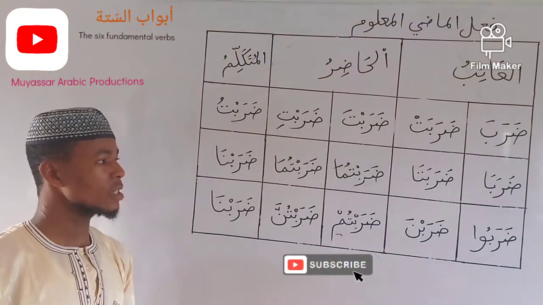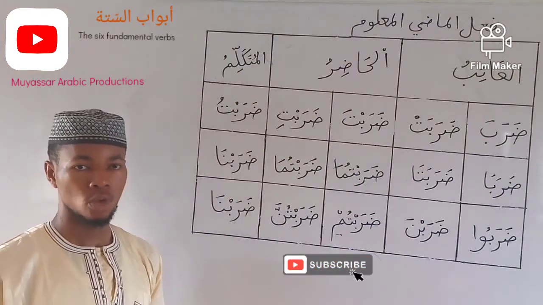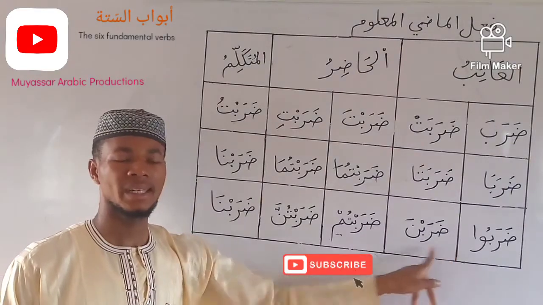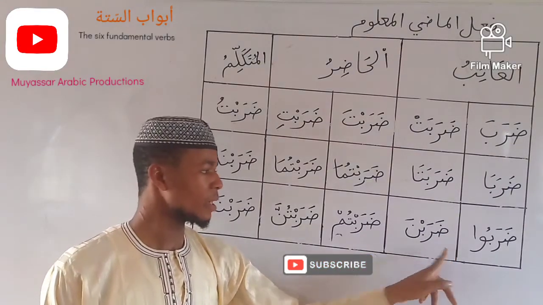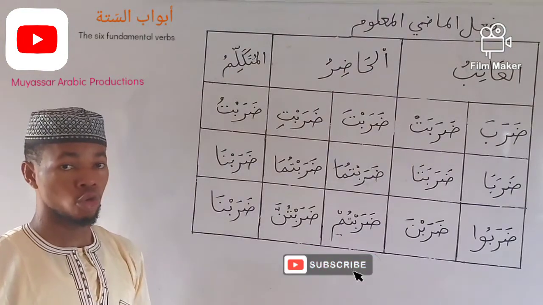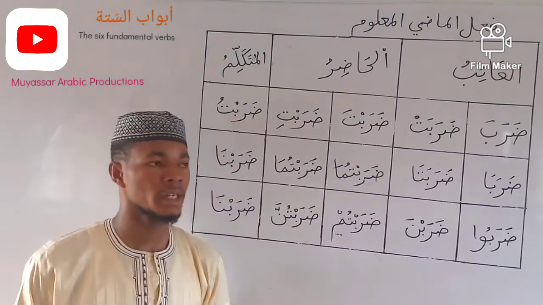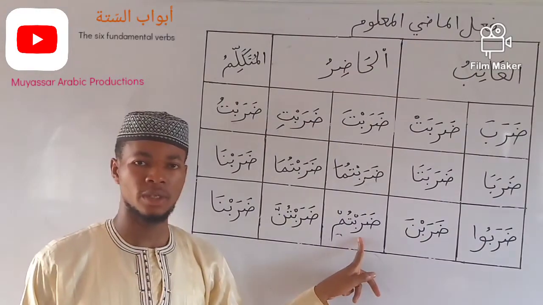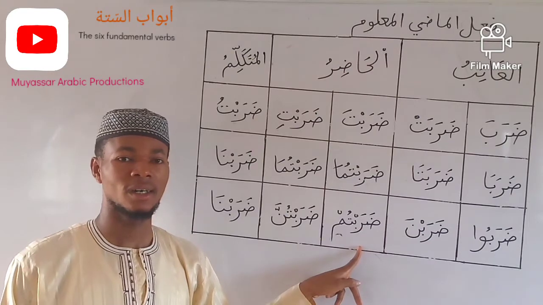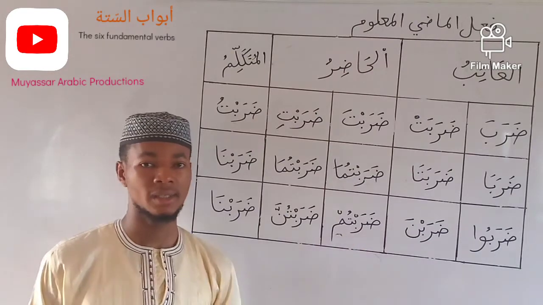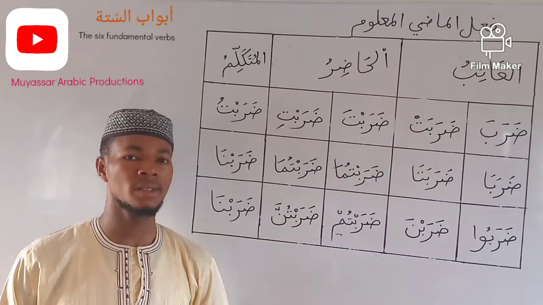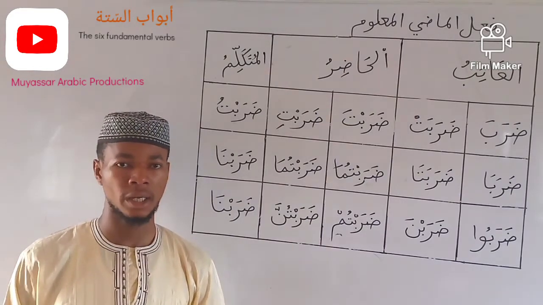For instance, you want to say all of them wrote feminine gender. You derive that from here. Katabna, all of them wrote feminine gender. Now you want to say all of you wrote masculine gender. You are going to derive that from here. Meaning katabtum, all of you wrote in masculine gender. So with this table, you'll be able to say anything you want with any verb in Arabic language.